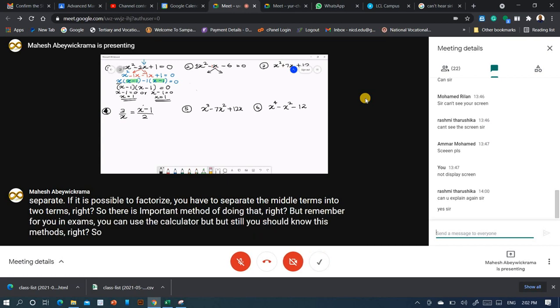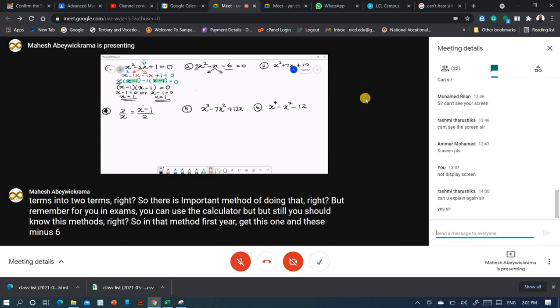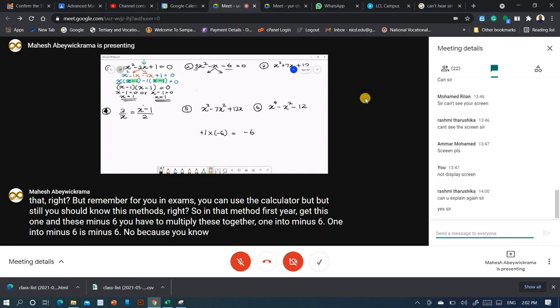So in that method, first you have to take this 1 and this minus 6 and multiply them together. 1 into minus 6 is minus 6, no? Because you know plus times minus is minus. 1 times 6 is 6, right?